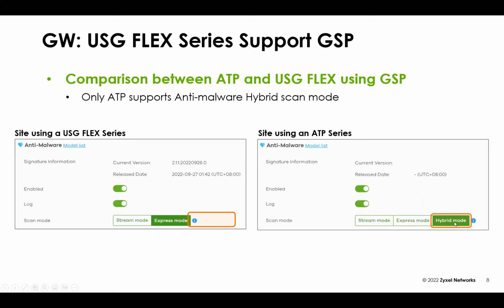And then hybrid mode is going to do both at the same time, meaning it will start with the stream mode to look for a specific signature. And if it cannot find it, it will use express mode. So you have both options that you can use at the same time. However, on the USG Flex series, you have either or. You cannot do both at the same time. So you only have the option to do either the local or the external scanning for the USG Flex.